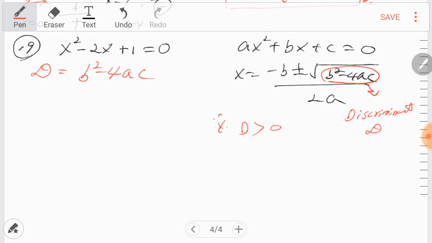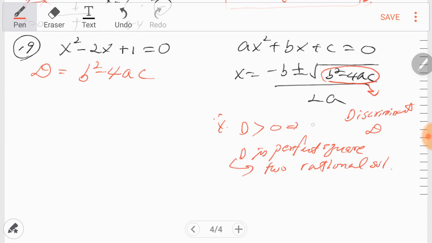So you will have irrational numbers. But if D is a perfect square, then what? Then the square root is gone, right? The square root is gone, so there will be 2 rational solutions. Otherwise, this will be 2 irrational solutions.